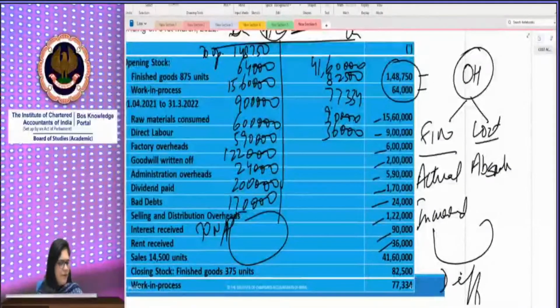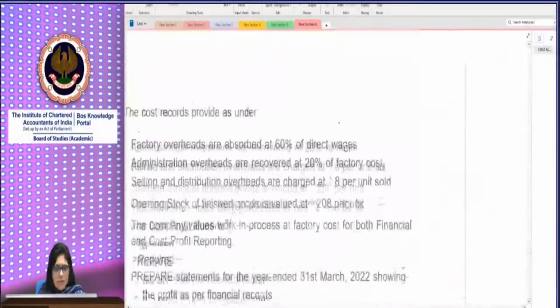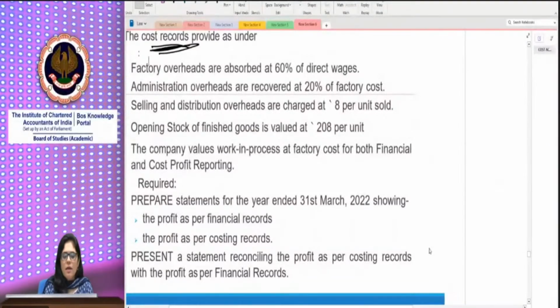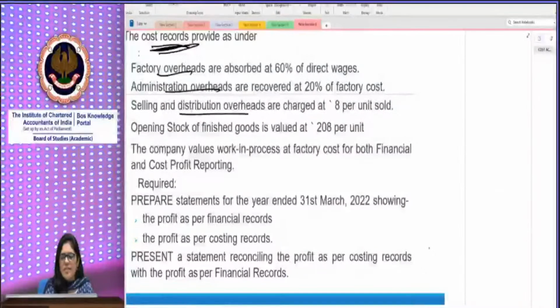Or shall I calculate, or shall we just see? So this is the rest of the information. See, these are the cost records. The cost records are provided to you. Please calculate the net profit for the time being. This is the second part of the question. Cost records, see, the factory, what I was telling you about. Factory overheads, administration and selling are always absorbed or recovered.